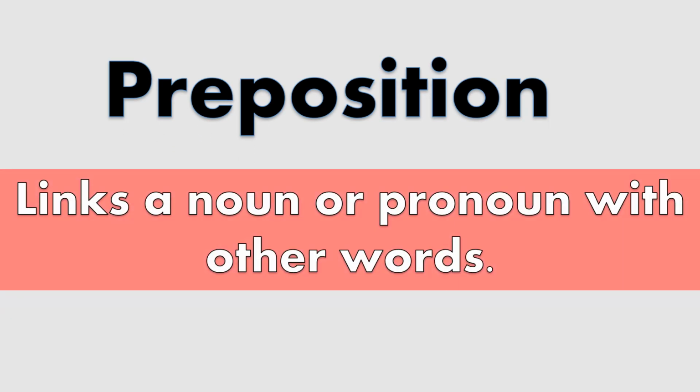Number 6. Preposition. Preposition links a noun or pronoun with other words in a sentence. Links means they provide a relationship between noun and other words in the sentence and makes the sentence complete. The other words may be noun, verb or adjective. For example, the cat is under the bed. Here, the word under links the noun cat and table.